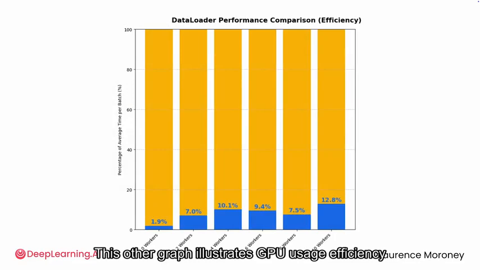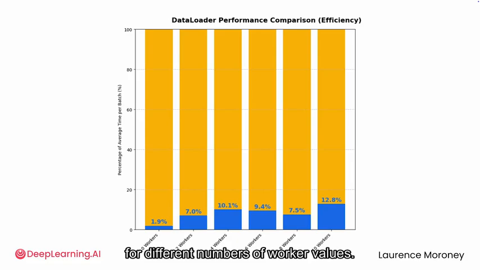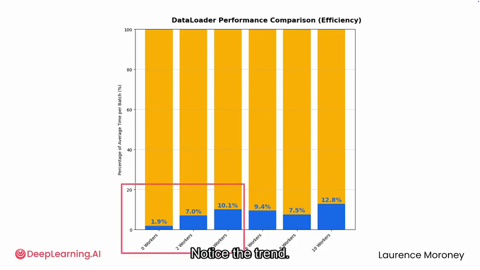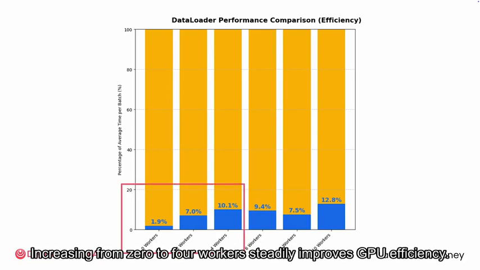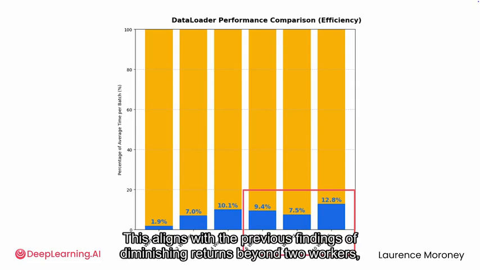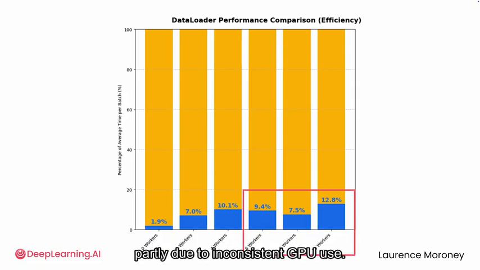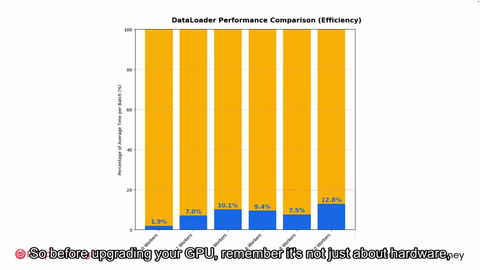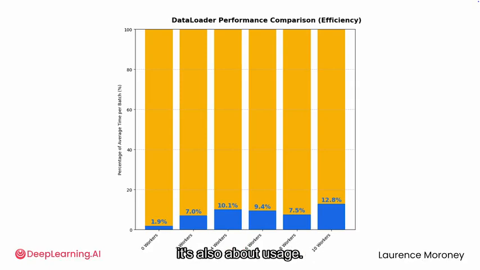This other graph illustrates GPU usage efficiency for different numbers of worker values. The blue bar shows active GPU processing time, and the yellow bar indicates idle time. Notice the trend, increasing from 0 to 4 workers steadily improves GPU efficiency. Beyond 6 workers, efficiency stalls. This aligns with the previous findings of diminishing returns beyond 2 workers, partly due to inconsistent GPU use. So before upgrading your GPU, remember it's not just about hardware, it's also about usage.